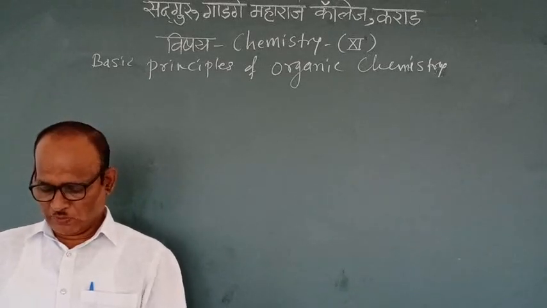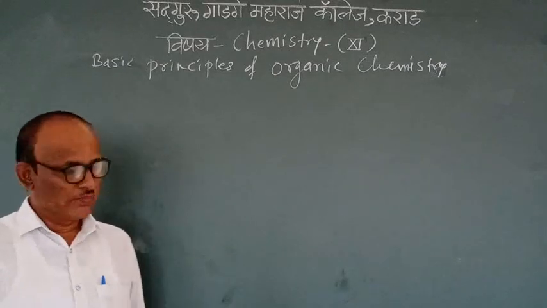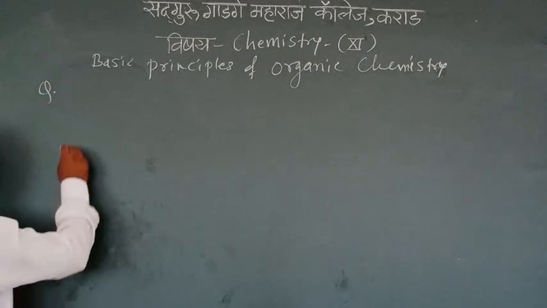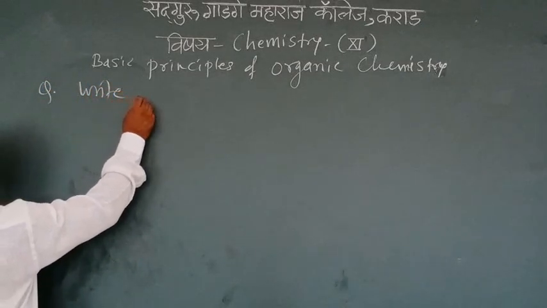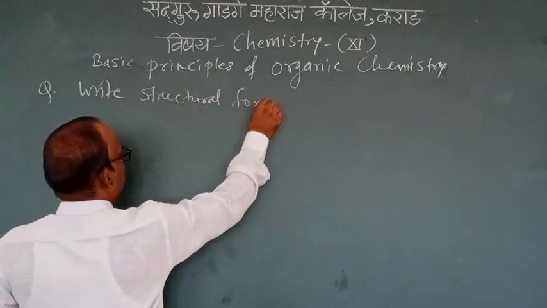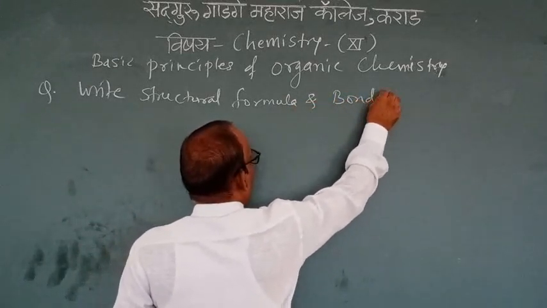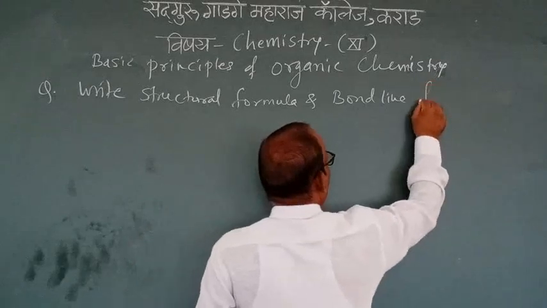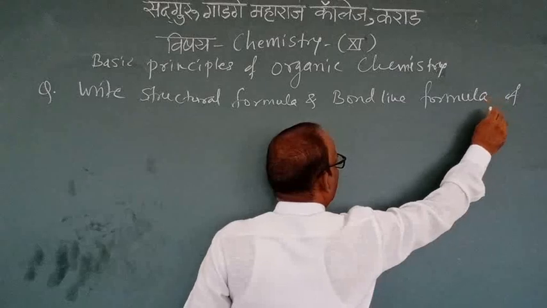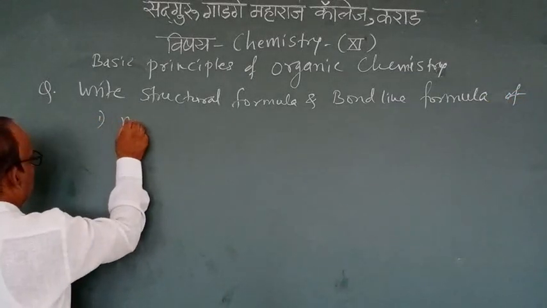I will take one more example here, and that example is butane. The question will be asked on this point: write the structural formula and bond line formula of your first example, n-butane.